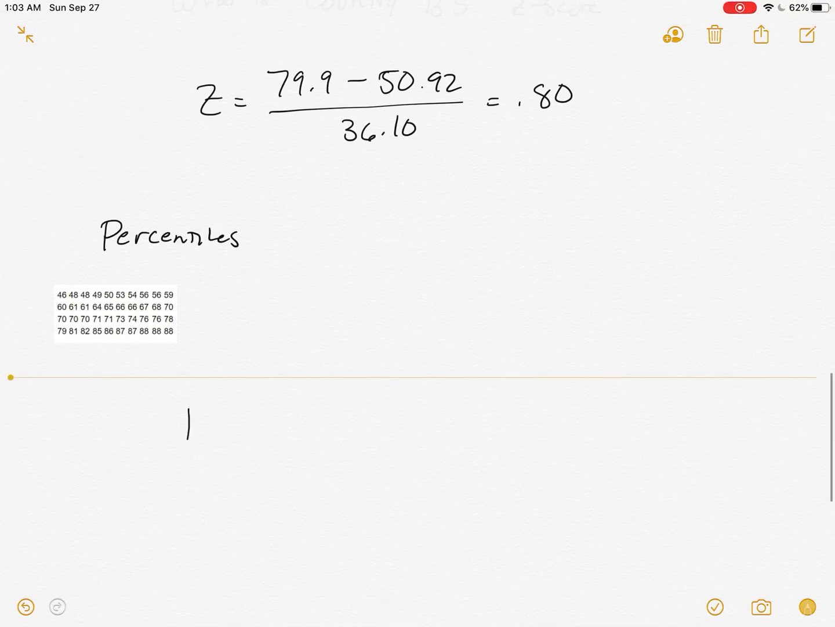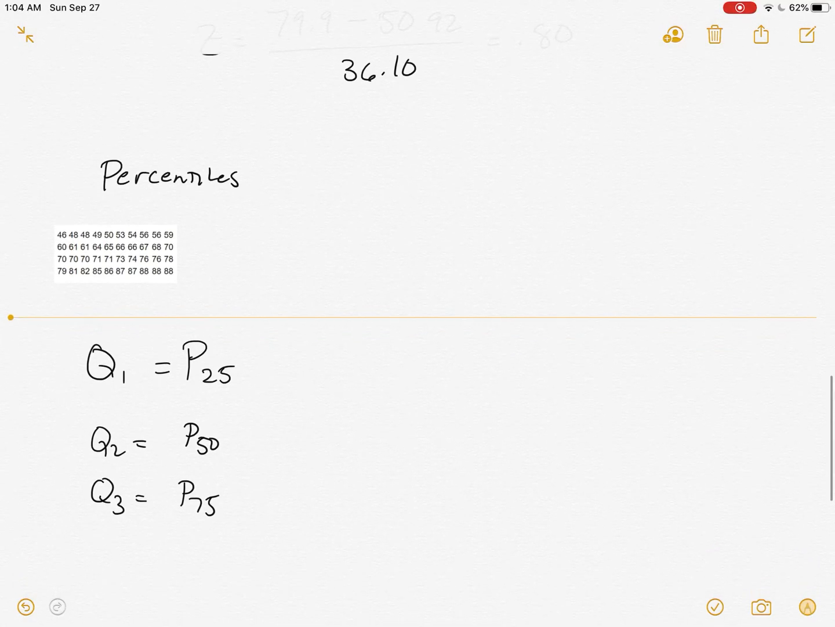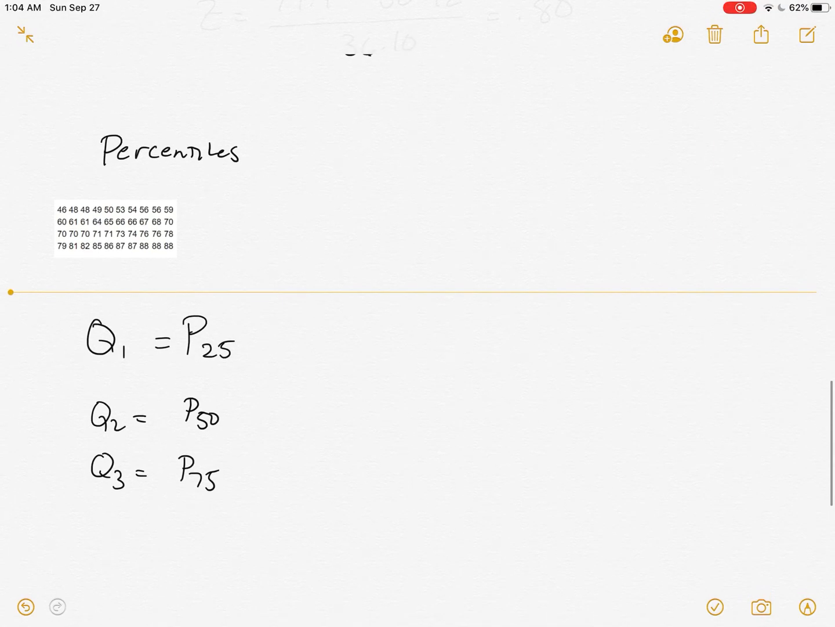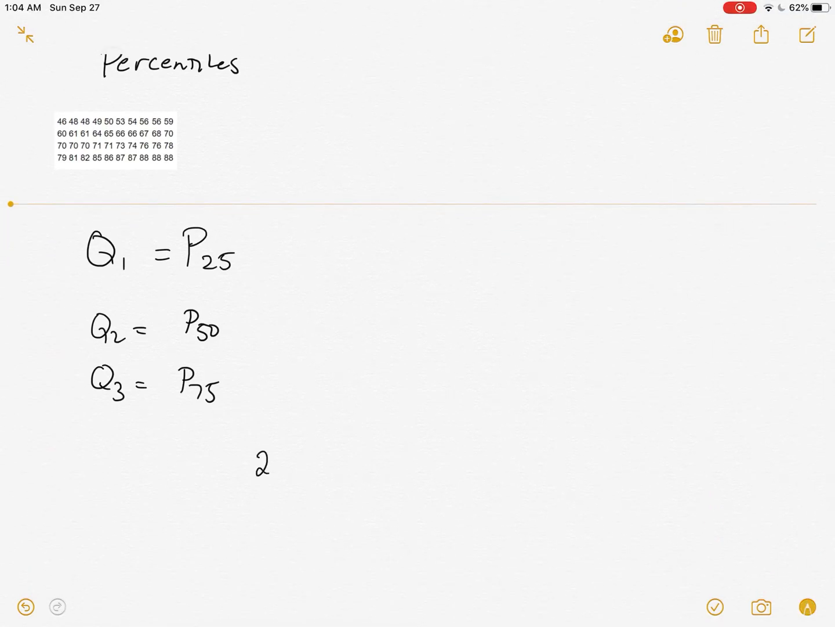So they're going to ask you to find something like P25, which is the 25th percentile. It's also known as quarter 1. Quarter 2 would be P50, and quarter 3 would be P75. And so we need to find these. So we've got to talk about what a percentile is. A percentile is the percentage of data that lies below a specified value. So if we want the 25th percentile, we need to find a number such that 25% of the data lies below it.